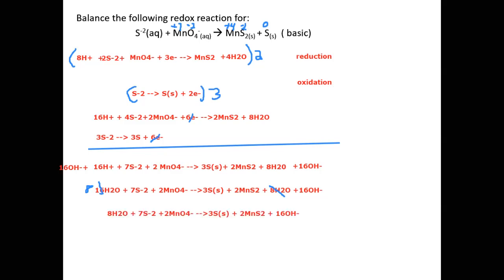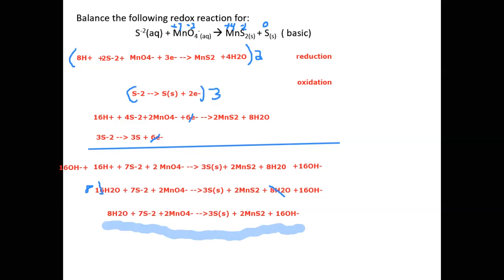Now if we check everything, we got 7 and 7, 2 and 2. We got 8 and 16, 16, 16. Yep, that's balanced. So this is the correct balanced equation. Again, what I forgot to do the first time is I forgot to balance the sulfur by putting 2 sulfides in it. And the reason it's sulfide is because there's no change in sulfur's oxidation number.